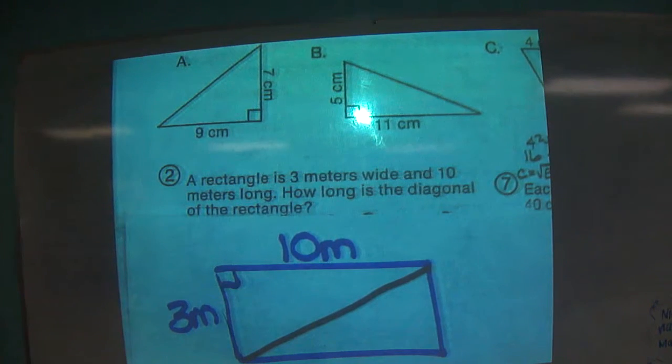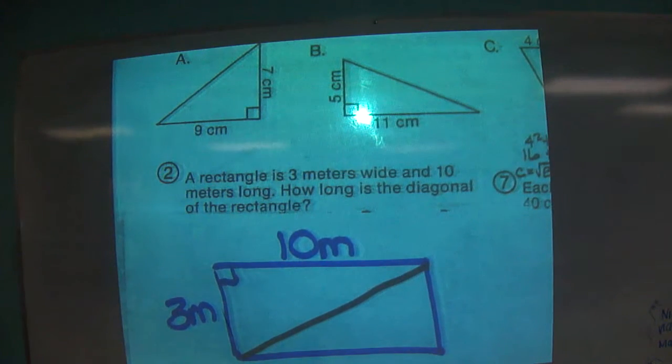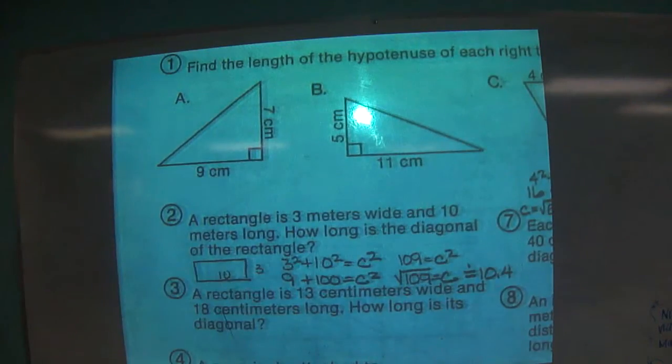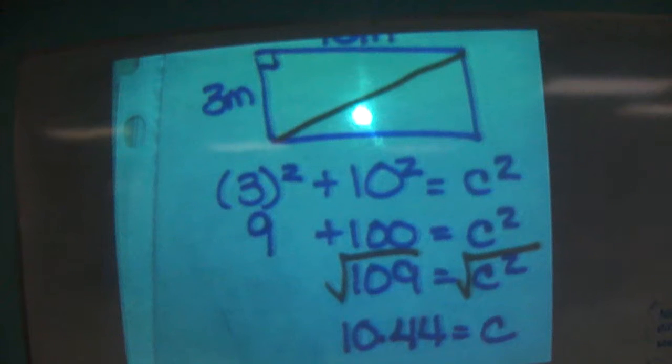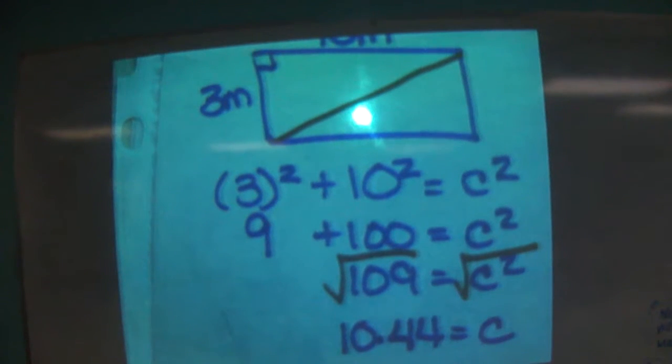So if we were looking on our handy-dandy calculator and we took the square root of 109 on a calculator, we would get 10.4403065, and that would be C. Okay? There we go. Oh, that's 10.44.